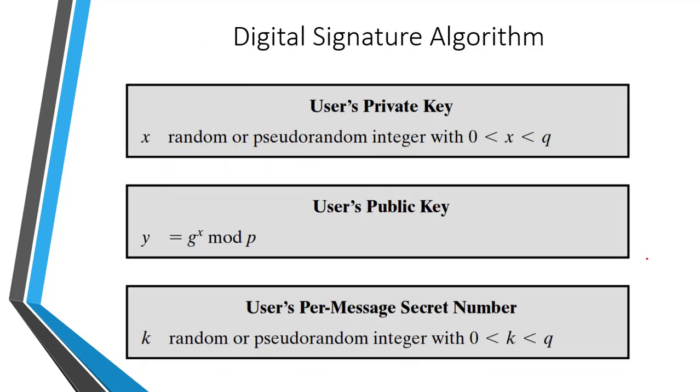Now we will find the user's private key and public key. X is a random or pseudo-random integer with 0 less than X less than Q, and from the global public elements P, Q, G and this private key we find the user's public key, that is y equals g raised to x mod p. The user also has a per-message secret number, that is k, a random or pseudo-random integer with a value between 0 and q. So now we have the user's private key, public key, global public elements and the per-message secret number.